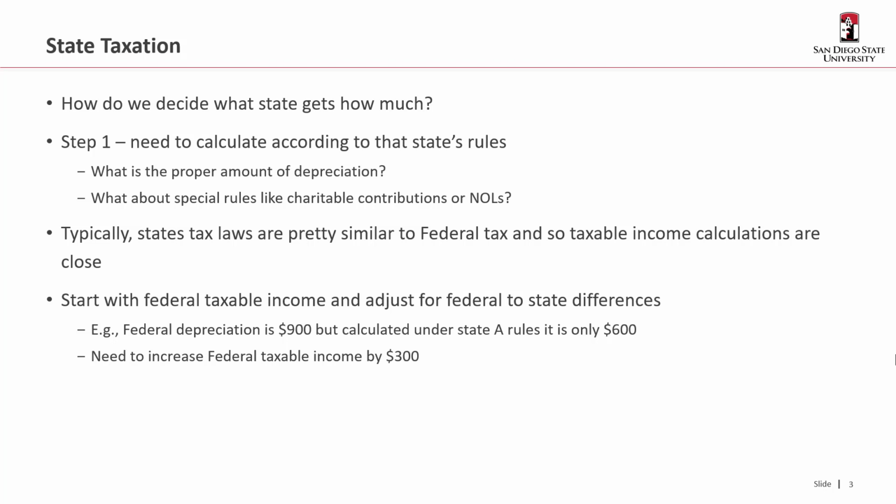State laws can be similar to federal tax, so a lot of times the calculations are close. As a result, the common technique you see to calculate state income taxes, even though we're not really going to follow that here for the example, is you start with federal income and then you adjust it. For example, if federal depreciation is $900, but calculated under State A rules it would only be $600, then you take federal taxable income and increase that income by $300 to reflect the elimination of federal depreciation and the inclusion of State A depreciation.